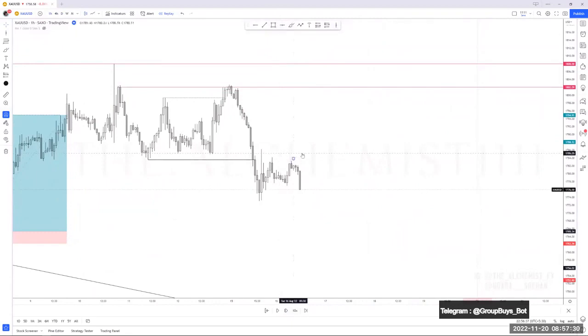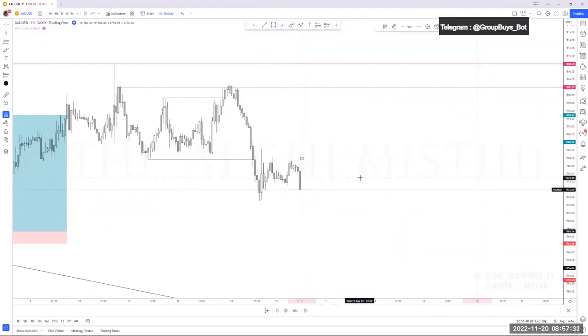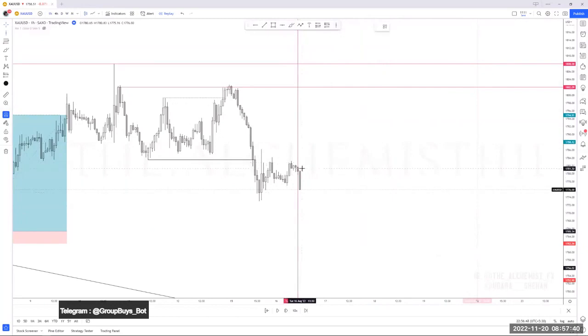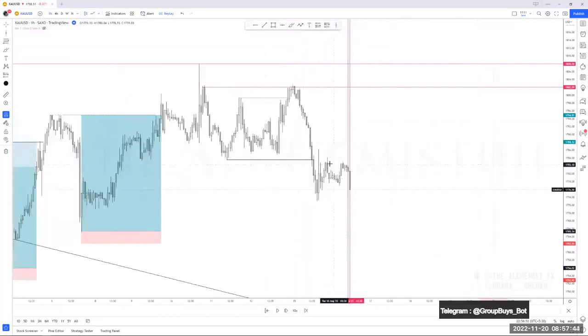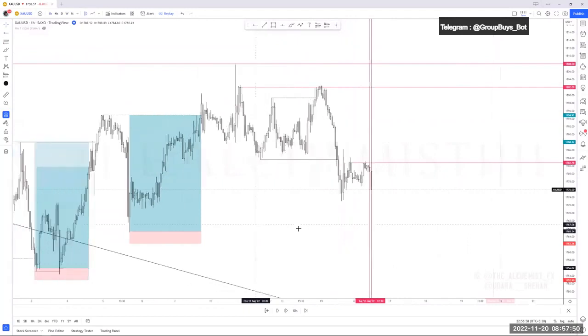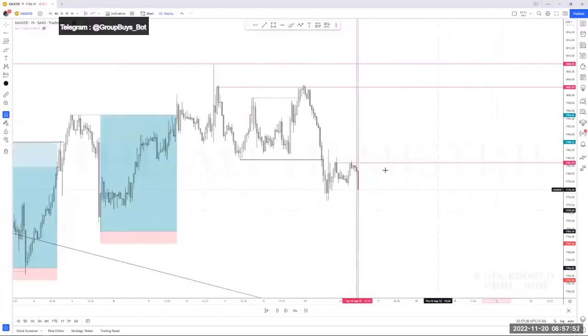So for me, this was October, London Kill Zone was at 11:30. London session was at 12:30. Okay, so for here, of course, I did not take any sells from here because, even though we had this resistance in here, no confluence. Can you see it? No confluence. No trend lines to be drawn, so I had to let that go.